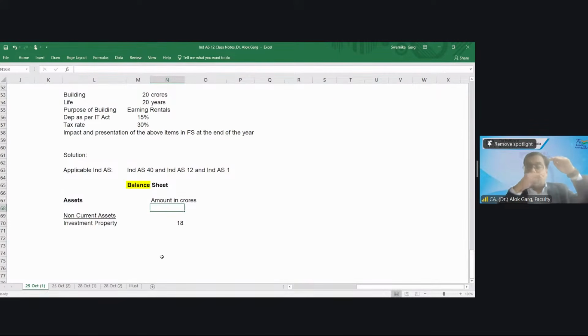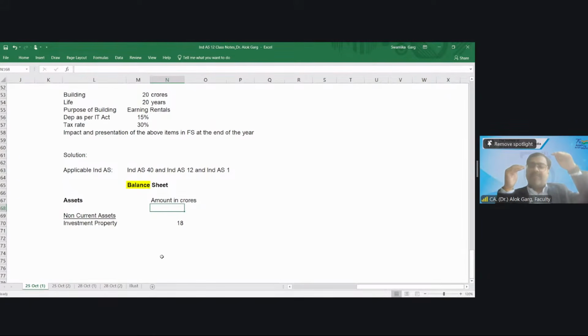What is the tax base at the end of the first year? 20 crore multiplied by 15% depreciation is 3 crore. So the tax base is 20 minus 3, 17 crore. 18 crore is the book base, 17 crore is the tax base. What should I do? Can you tell me quickly?